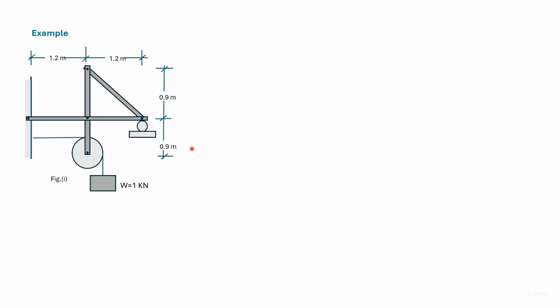Here we have an example where we have a frame to which a pulley is attached and load is hung using a rope that passes through the pulley. We have a roller support here, so the reaction will be in the vertical direction. So the initial part of the problem will be looking at the forces on the frame due to the pulley.